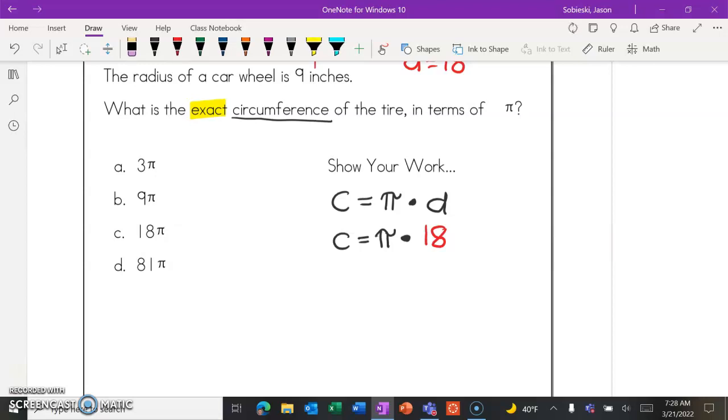And again, they want exact. So our answer for this, which means do not evaluate pi, is just circumference is equal to 18 pi, which would be answer C. Of course, we could put that back into our calculator and push the pi button or 3.14 and get an estimate, but this would be your exact answer, 18 pi.